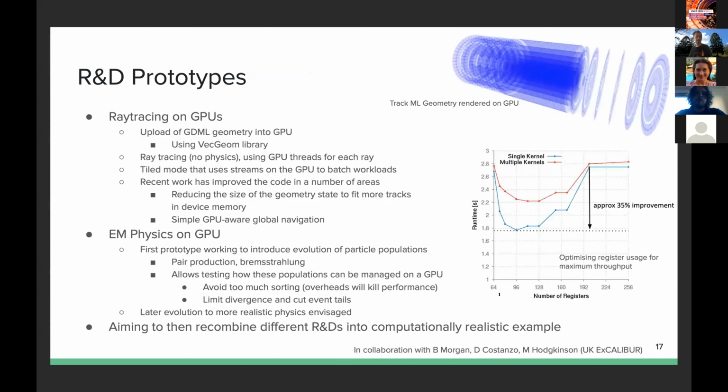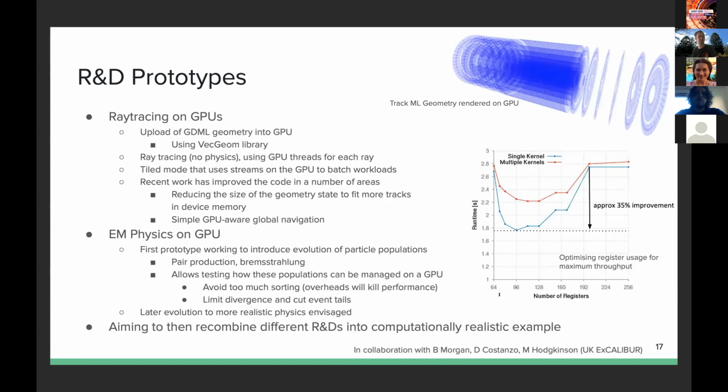So some R&D prototypes that I think are pointing in the direction of how we could do this are really to focus on electromagnetic calorimeter simulations. We already have R&D that shows that we can upload geometries onto the GPU and use that for doing ray tracing, as seen in the top right-hand corner. And recent work is demonstrating how one can optimize these kinds of workflows for GPUs.